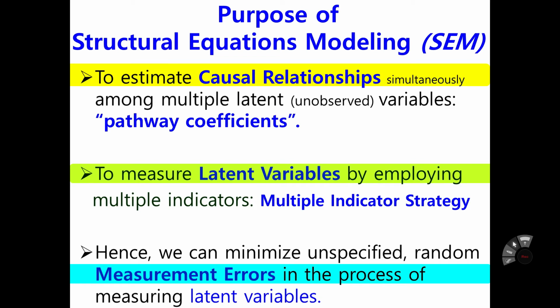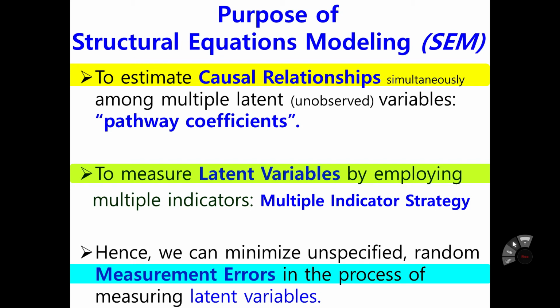Okay, we need to understand the purpose of structural equations modeling. Number one, SEM is used to estimate causal relationships simultaneously among multiple latent variables. Latent variables are sometimes interchangeably called unobserved variables. So the number one purpose of structural equations model is to estimate pathway coefficients.